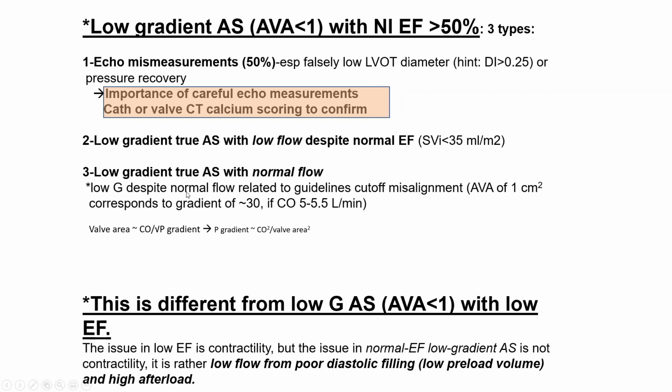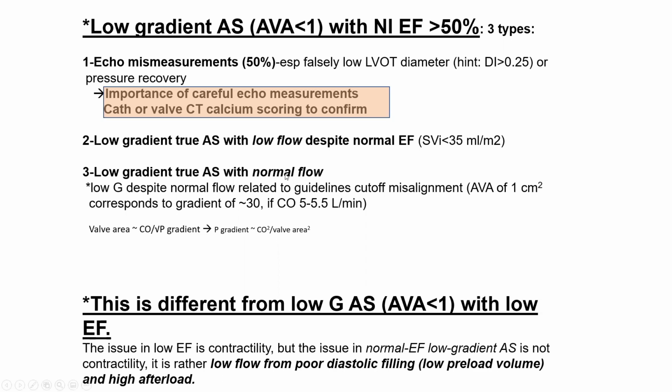The low gradient in this case is easily explained by the guideline cutoff misalignment, meaning we call it severe AS when the valve area is 1 and the mean gradient is 40. But if you plug in the Hakki equation, valve area equals cardiac output divided by square root of pressure gradient, flip it around, pressure gradient equals cardiac output squared divided by valve area squared. So under normal flow condition, 5.5 liters per minute cardiac output and a valve area of 1, well, square 5.5, you'll end up with something in the 27 to 30 millimeters of mercury gradient.